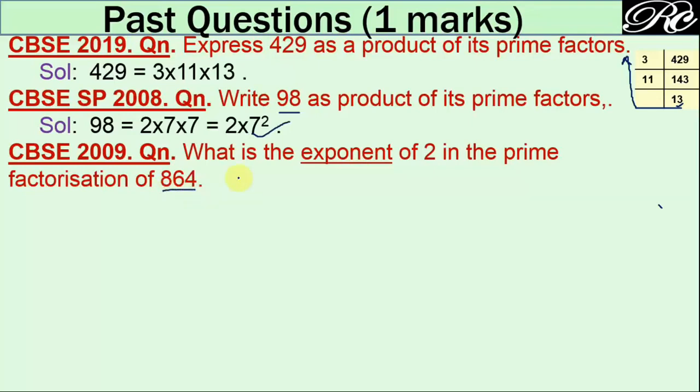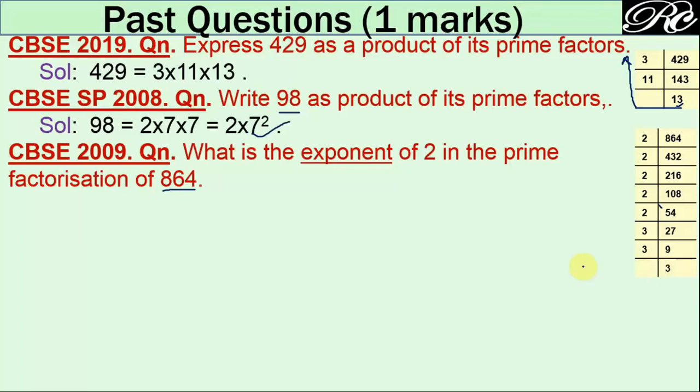So you go for the factorization of 864. Here we are getting 864 divisible by 2, it becomes 432, divisible by 2 becomes 216, divisible by 2 becomes 108, divisible by 2 becomes 54, divisible by 2 becomes 27. It is divisible by 3 becomes 9, further divisible by 3 becomes 3.